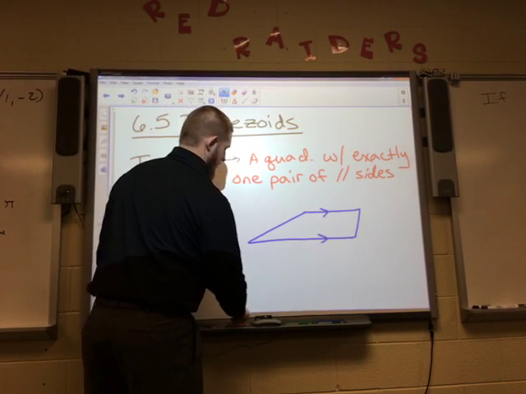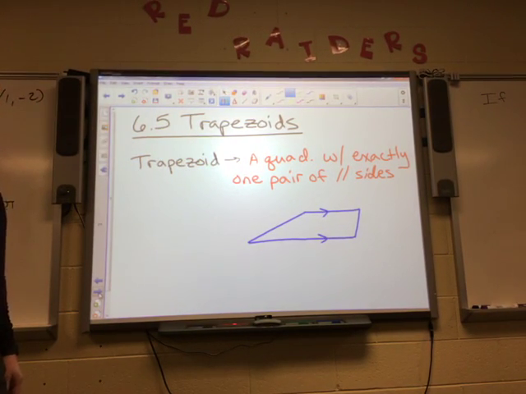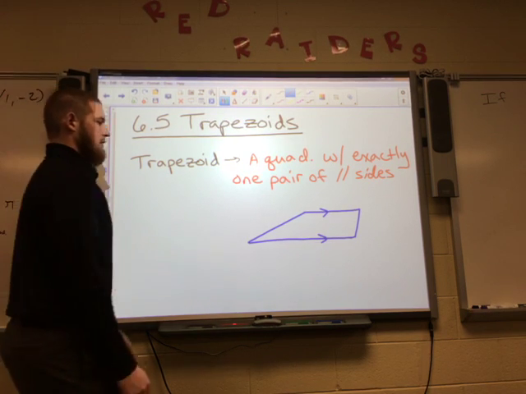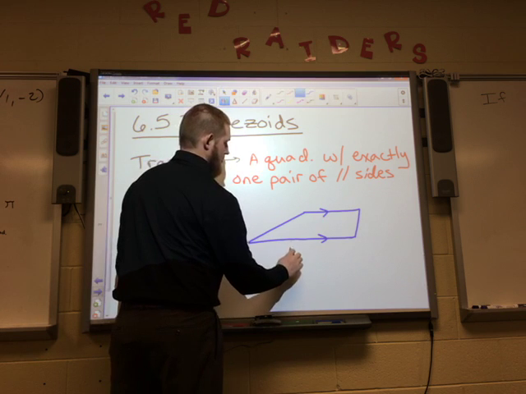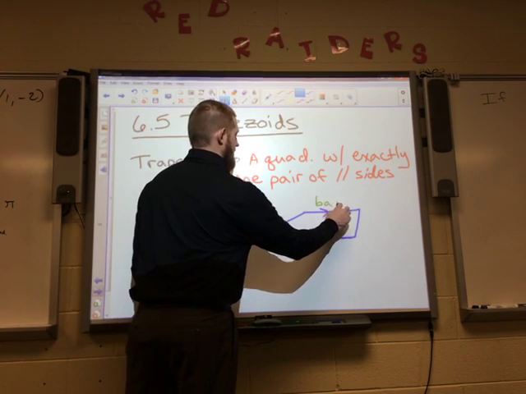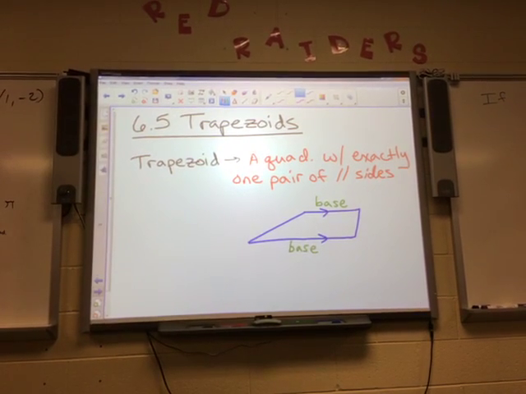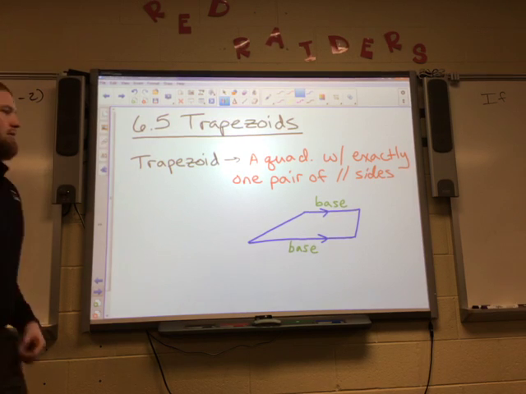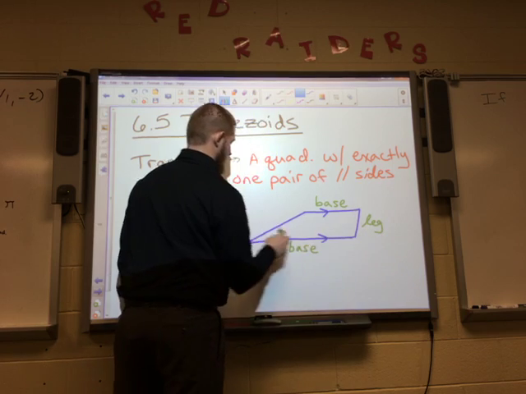Now, on a trapezoid, there's a few other things we know. The two sides that are parallel to each other are called bases. So that's a base, and that's a base. And these two sides are legs.